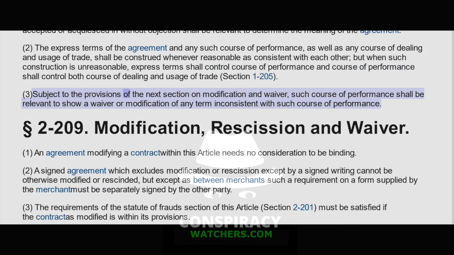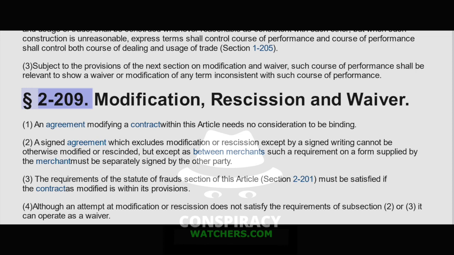Subject to the provisions of the next section on modification and waiver, such course of performance shall be relevant to show a waiver or modification of any term inconsistent with such course of performance. Section 2-209. Modification, rescission, and waiver.